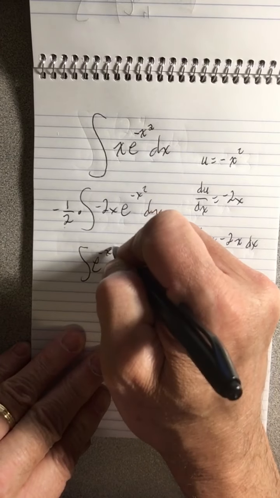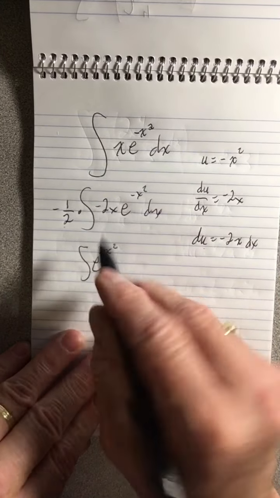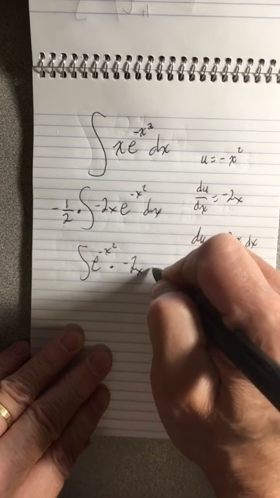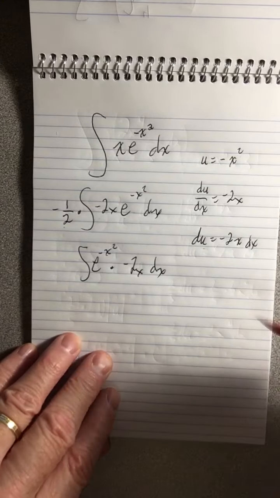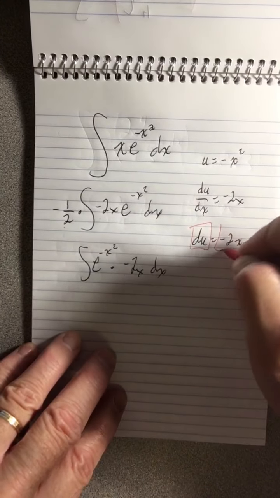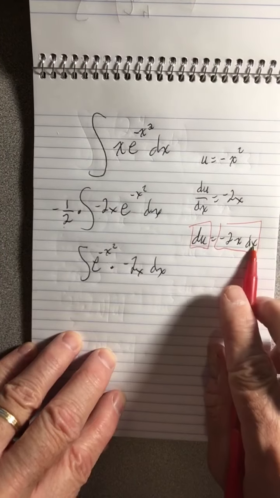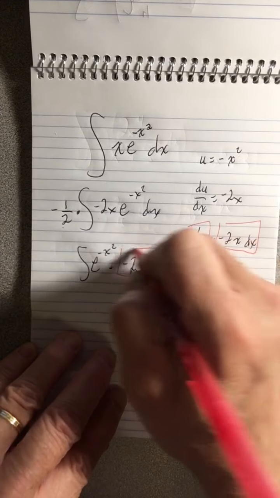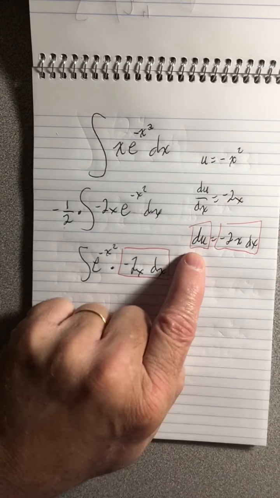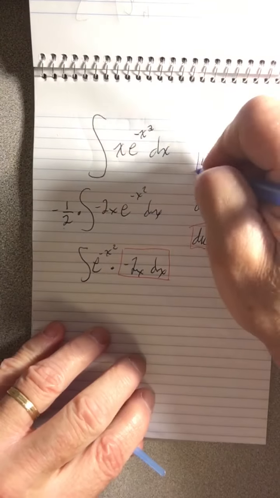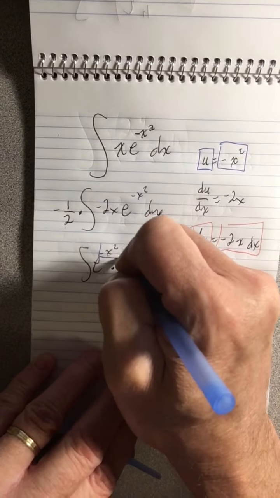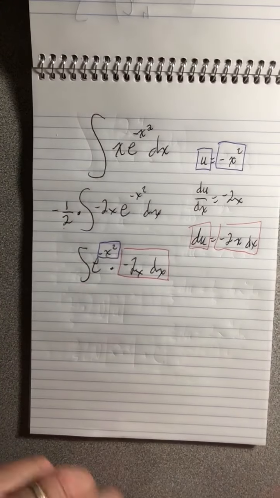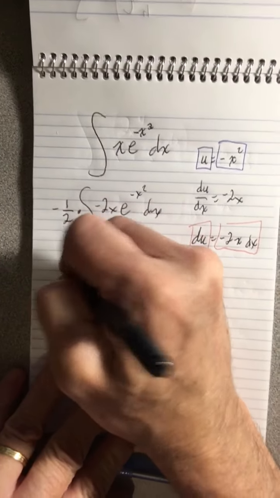So we have the e function being multiplied by negative 2x, and then there's the dx. So du is interchangeable with negative 2x dx. Here's a negative 2x dx, and du is interchangeable with that. Meanwhile, we said we were going to let u, the dummy variable, be negative x squared. So the dummy variable is interchangeable with that exponent. And let's not forget that we have this out here.